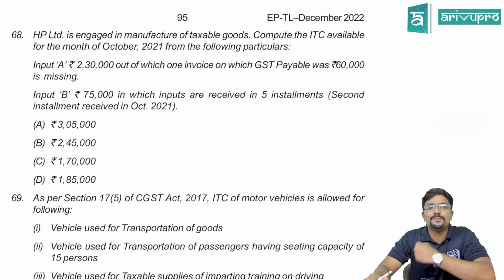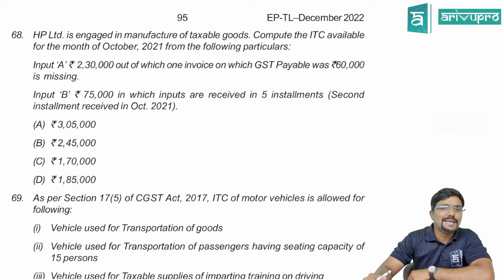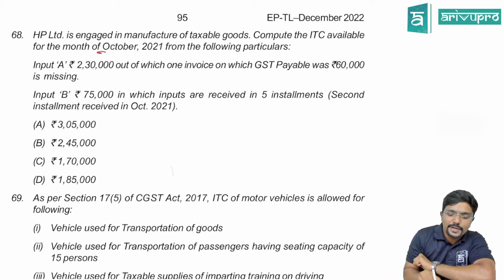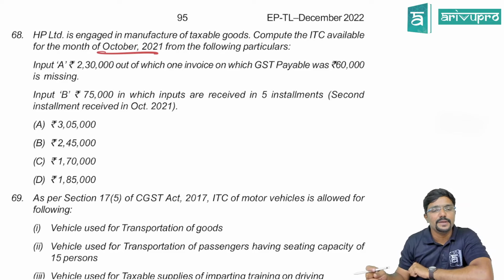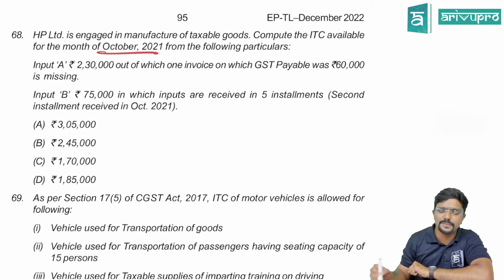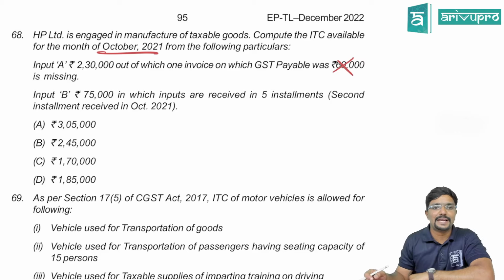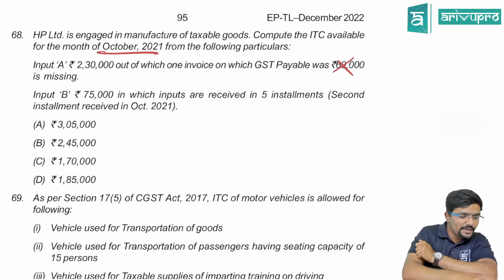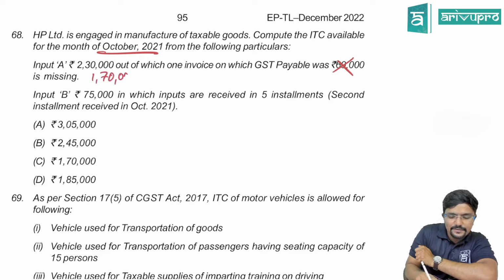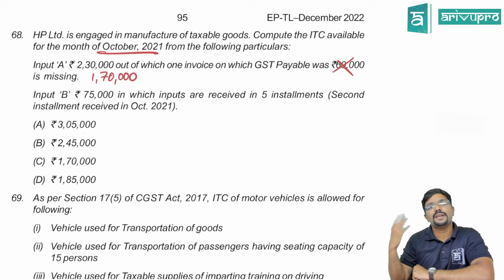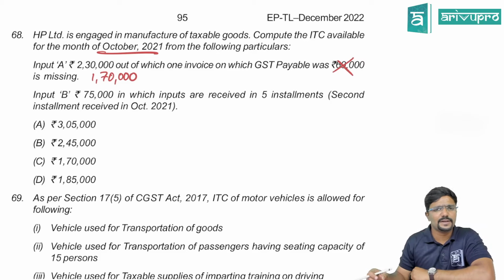HP Limited is engaged in the manufacture of taxable goods. Compute the ITC available for the month of October 2021 from the following particulars. Input A 2,30,000, out of which one invoice on which GST payable was 60,000 is missing. Can I claim? No. As per section 16 subsection 2, invoice should be there with the recipient to claim input tax credit. So you can claim 230 minus 60, only 1,70,000 here. For 60,000, if you can find the invoice later, you can claim it later.